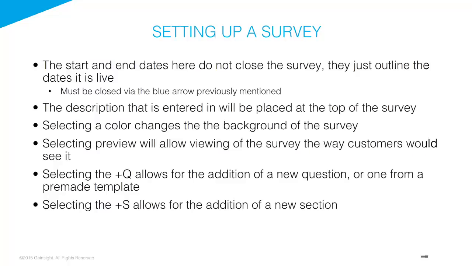Now let's review elements to setting up a survey. We'll follow this with an exercise in a few moments. First, the start and end dates here do not close the survey. They just outline the dates for which it is live. The description that's entered in will be placed at the very top of the survey. Selecting a color changes the background of the survey. Selecting preview will allow viewing of the survey the way customers would see it. Selecting the +Q allows for the addition of a new question or one from a pre-made template. And selecting +S allows for the addition of a new section.